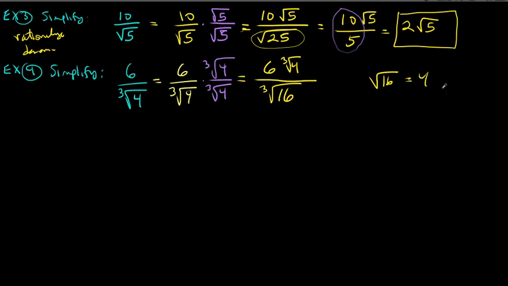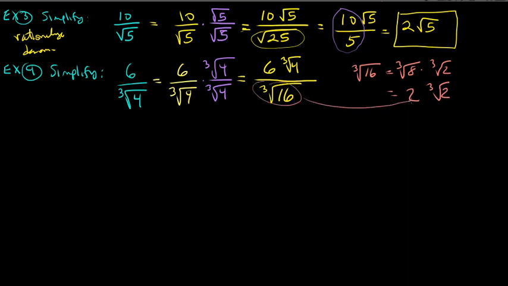In fact, I think we did this one in one of the previous videos. So I'll remind you, the cube root of 16 is the cube root of 8 times the cube root of 2, which is 2 times the cube root of 2. Right? So even when you simplify this, you're still going to have a cube root in the denominator. You don't get rid of the cube root here. Okay? So multiplying by just the cube root of 4 is not going to work, right?